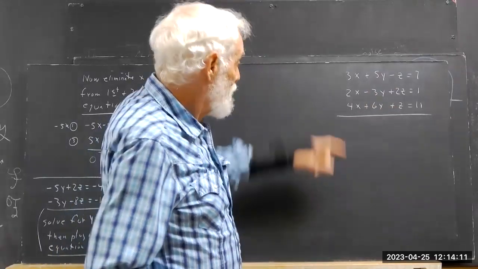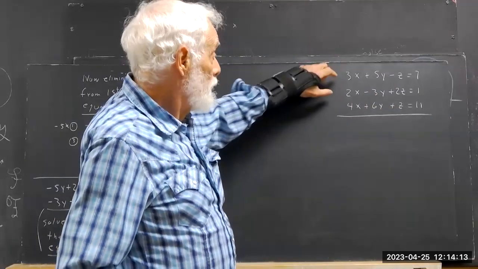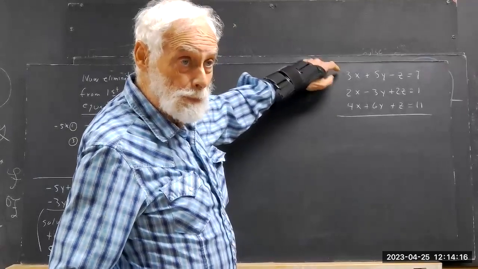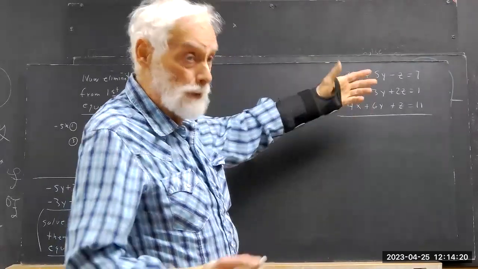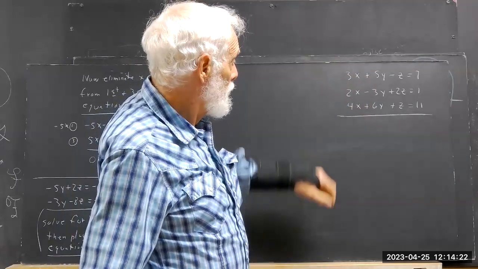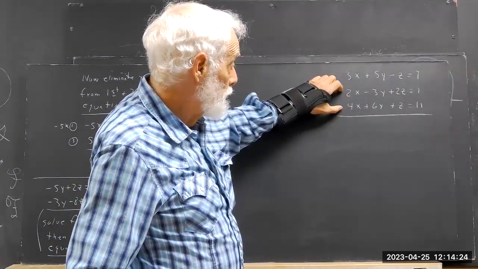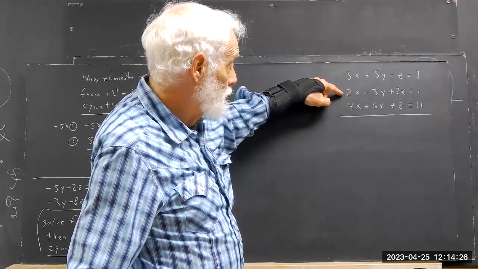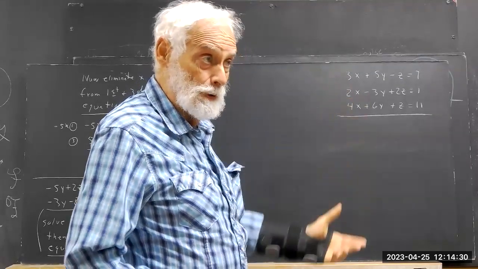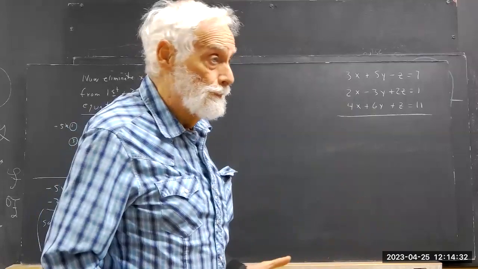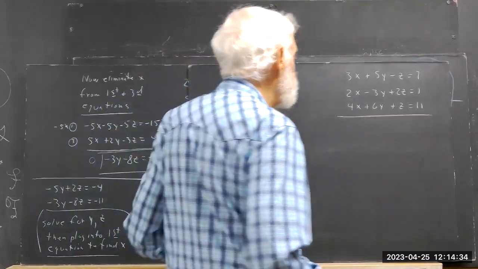Now, some people chose to eliminate x. That isn't hard. You multiply the first equation by 2, and the second by -3. And then you can choose these two equations. Just multiply this equation by -2, and you match up the x. It would work just fine. But I'm going to do the other.